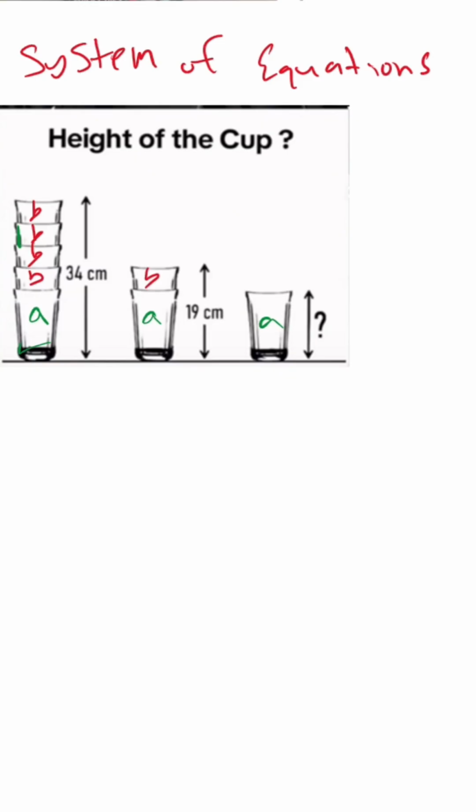Now let's actually turn these into some equations. Here we have 4 B's and 1 A, and they add up to 34. So I'm just gonna write it just like how I said it: 4B plus A equals 34. Let's take a look at this other part right here. We have A plus B, the big cup plus the small part of the cup, equals 19. So let's set that up as its own equation as well: A plus B equals 19.